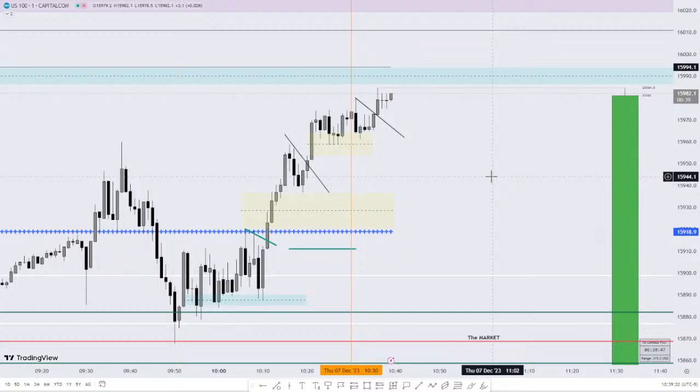Market structure shift. Oh no. Oh please no. Oh, come on. Bro, don't trade like that.